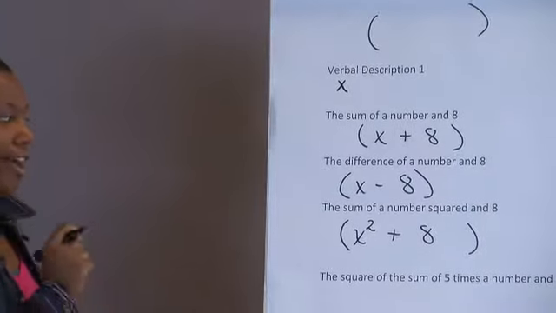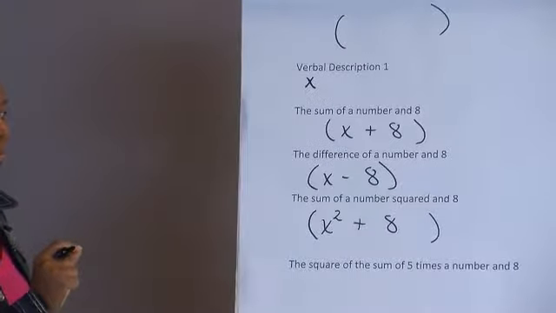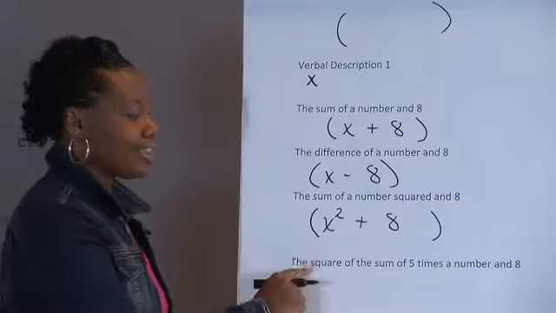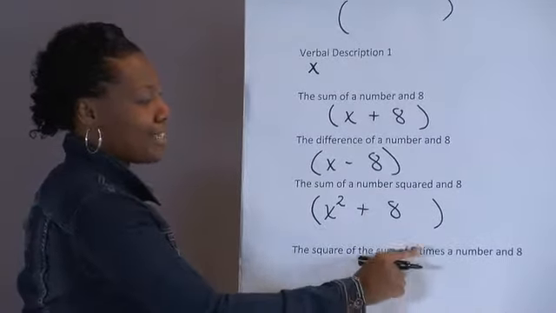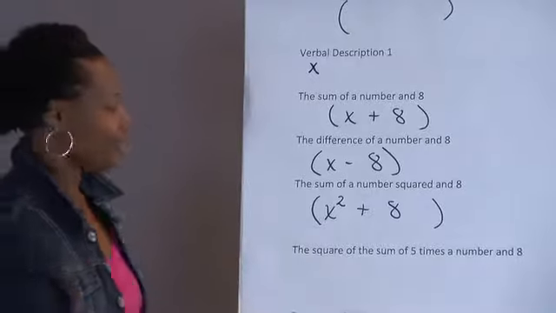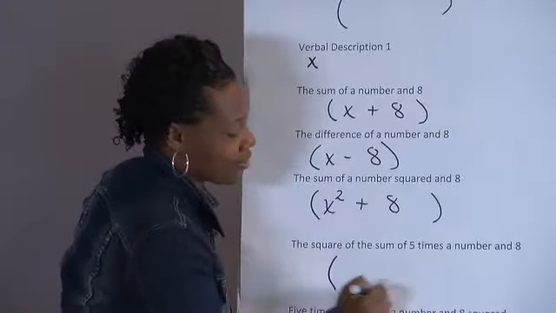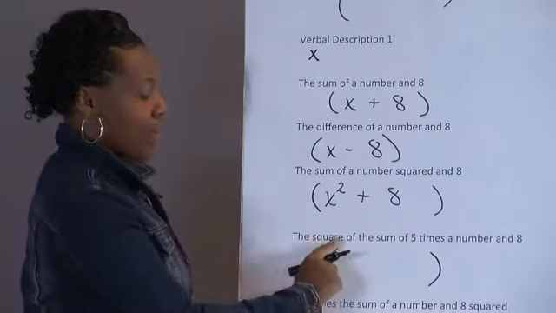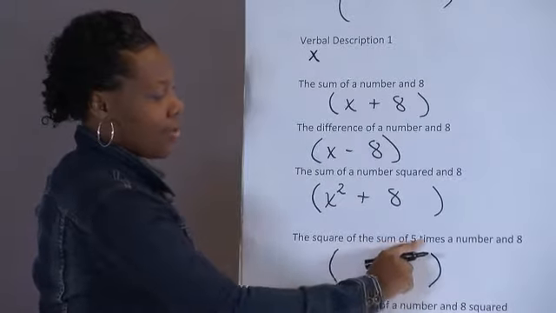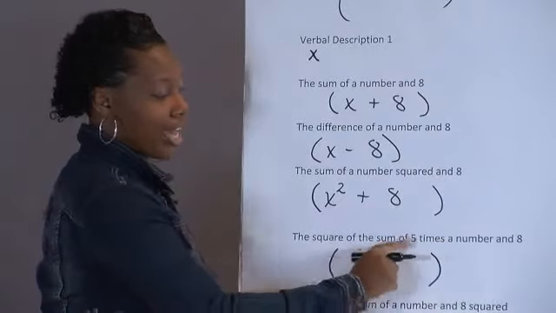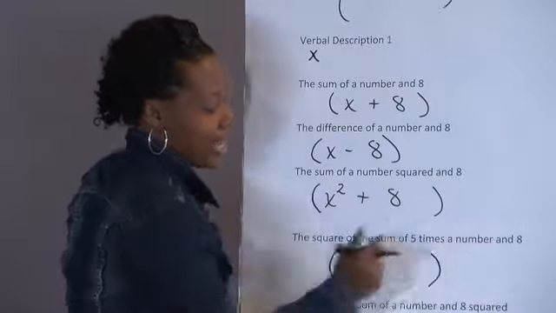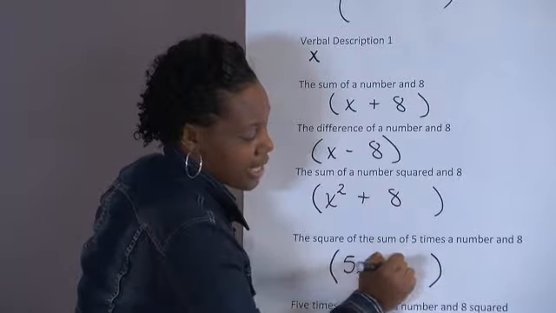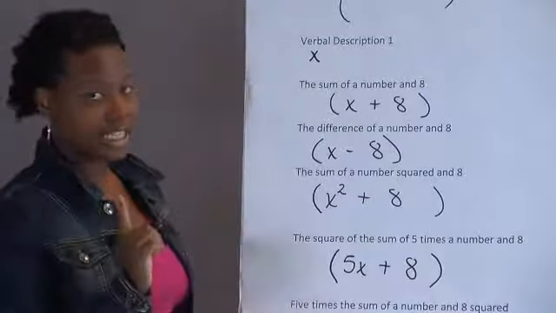The square of the sum of 5 times a number and 8. JD, I can see why you get confused. This really is like a lot. The square of the sum of 5 times a number and 8. Well, you see the word sum, so you know you're using parentheses. Start there first. Okay? What are you adding? You're adding 5 times a number and 8. I'm going to put 5 times x plus 8. That takes care of my sum.